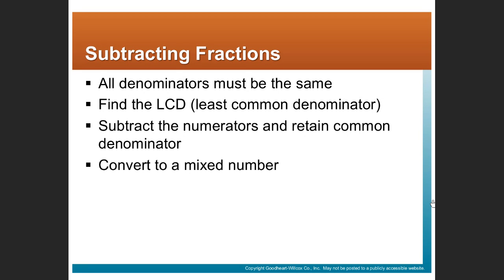So again, subtracting fractions, all the denominators have to be the same. We're going to find the least or lowest common denominator. I think I might have learned it as lowest common denominator. Subtract the numerators, retain the common denominator. And then if the result is an improper fraction, you can convert it back to a mixed number.